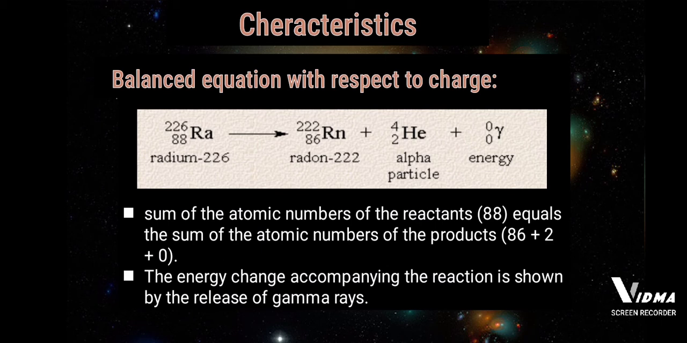In the given example, we can see that the atomic number of the reactant, radium, is 88, which equals the sum of the atomic numbers of the products. Radon has 86 and the alpha particle has 2, so when we combine them, it equals the atomic number of the reactant. The energy change accompanying the reaction is shown by the release of gamma rays. So we can see that the nuclear equation is also balanced with respect to charge.